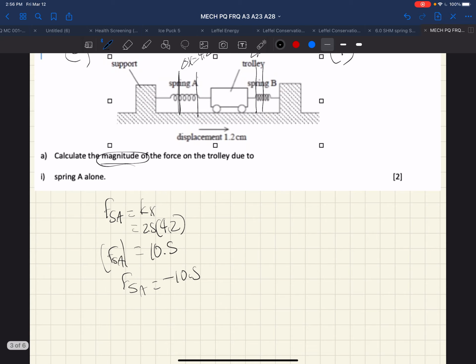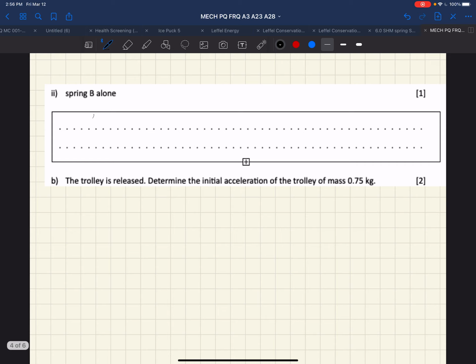And if we were to do B, the force of the spring on B, well, that's Kx, and K is 2.5, and x is now 1.8, giving us 4.5 newtons. And so that is the force of the spring. It's positive, so we don't need to think about the direction at all.